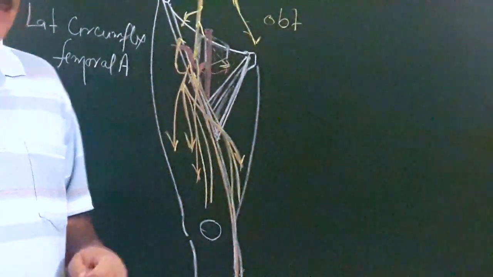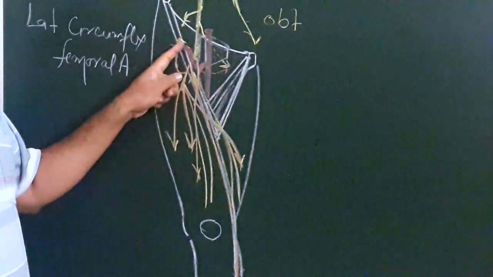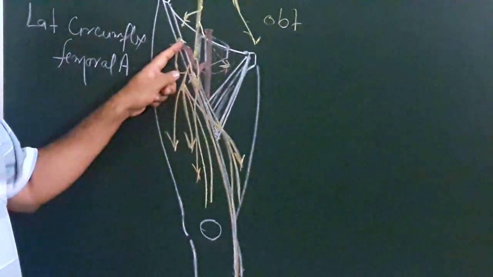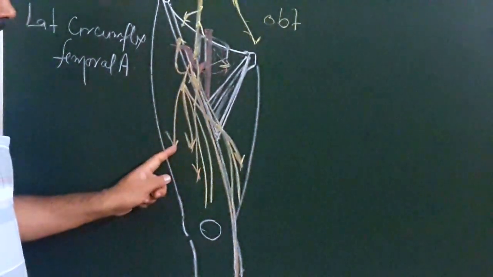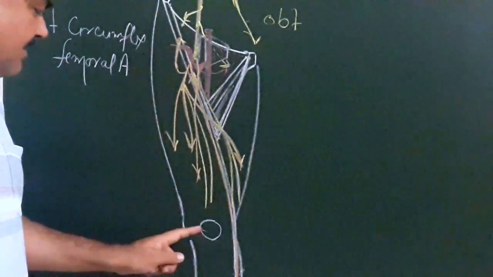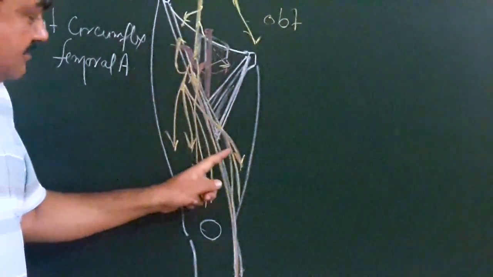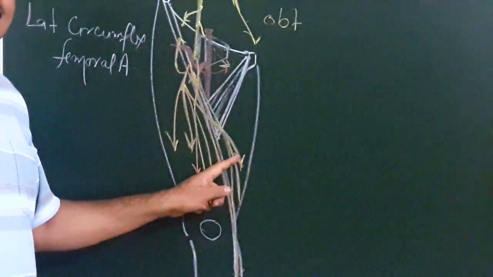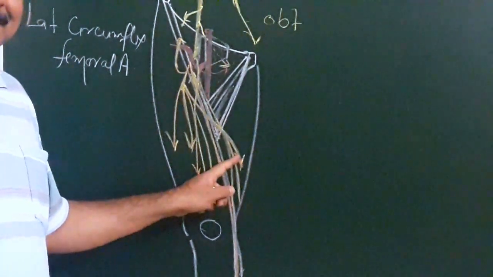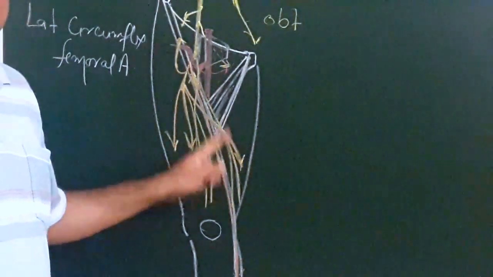The nerve to rectus femoris gives supply to the hip joint. The nerves to vastus lateralis, vastus medialis and vastus intermedius give supply to the knee joint. The nerve to vastus medialis has proprioceptive fibers. So it has proprioceptive fibers.